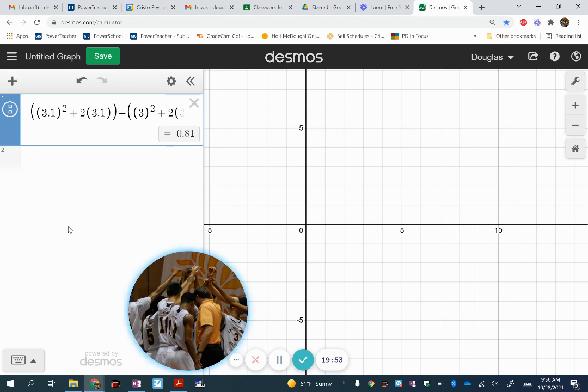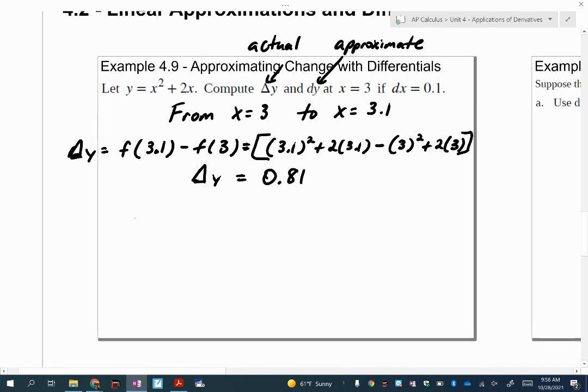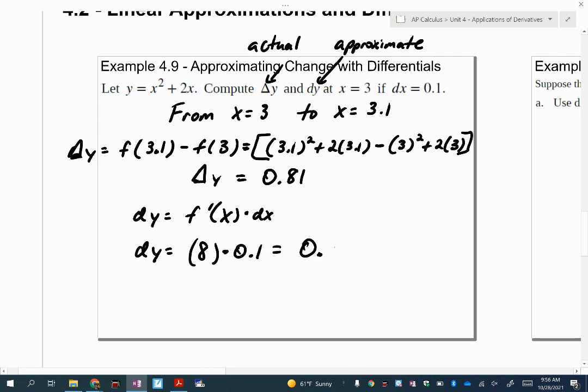That's the actual change when you change the x value from 3 to 3.1. So 0.81 is the actual change, which would be delta y. Now we're going to find the approximate change using that formula, dy equals f prime of x times dx. We actually just did this earlier in part A, where we said f prime of 3 was equal to 8 times my dx, which is 0.1, which is 0.8.